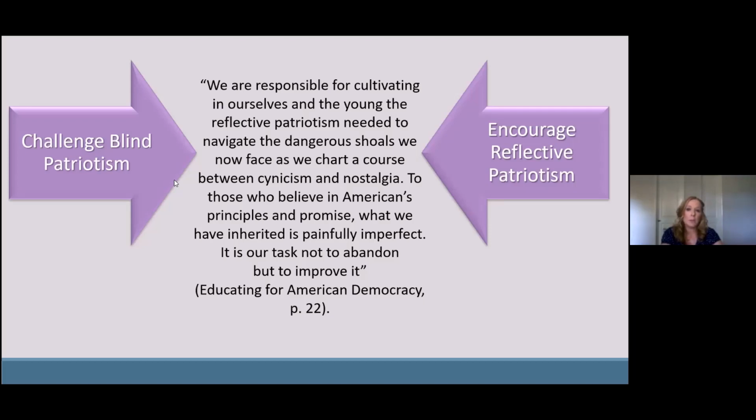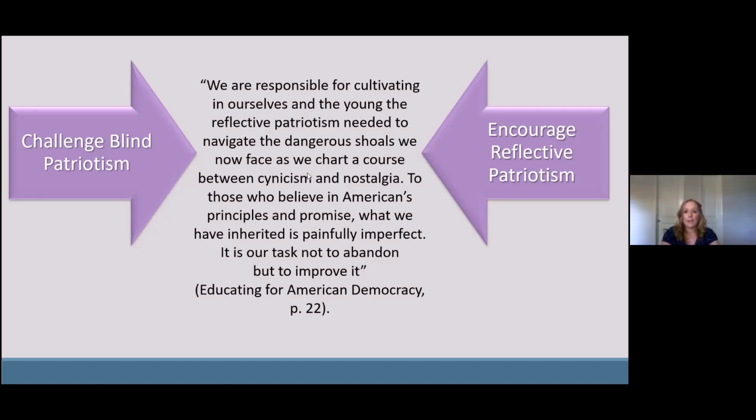To those who believe in Americans' principles and promise, what we have inherited is painfully imperfect. It is our task not to abandon, but to improve it." So that idea, when we talk to our students, thinking about this is a wonderful place and we teach about democracy and we teach about citizenship, but we don't want to just go in blindly and say everything is great and everything is perfect and red, white, and blue is fabulous. But how can you be fabulous and flawed at the same time?